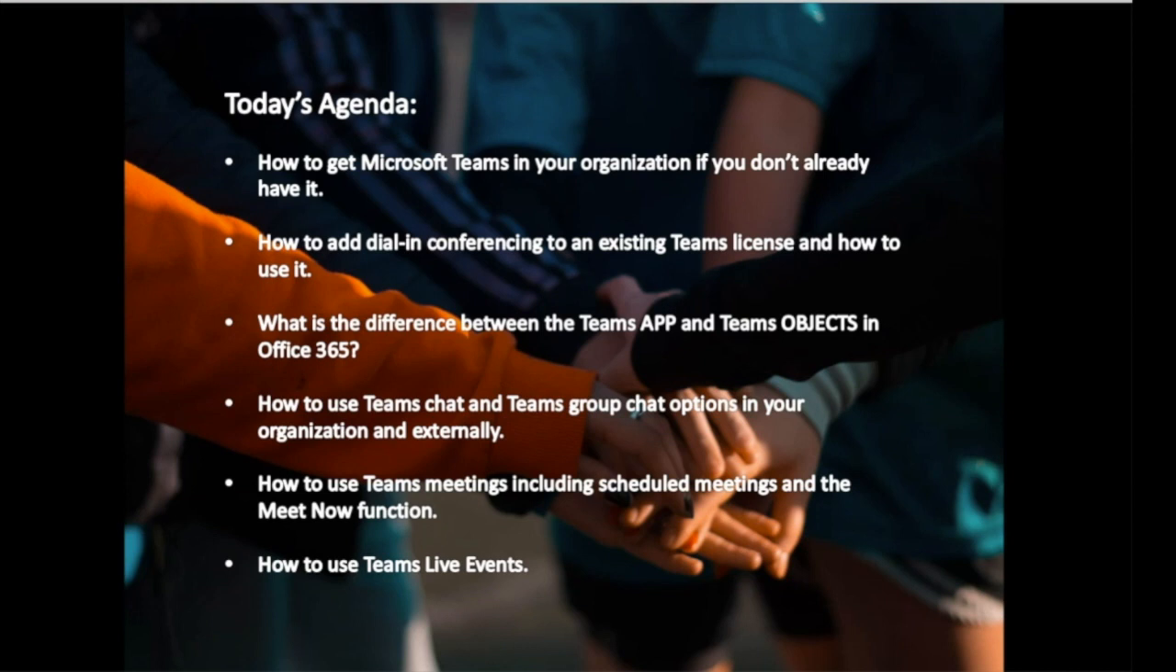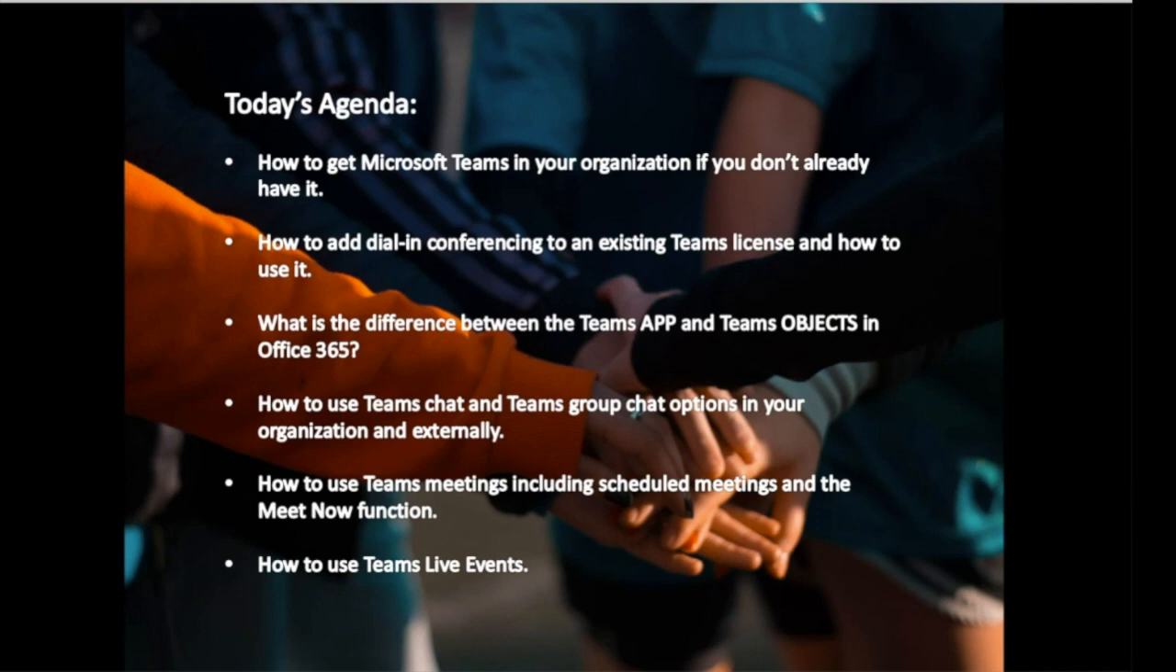Today's agenda. We're going to go over how to get Teams if you don't already have it. If you do have Teams, or if you're going to get Teams, how to also add dial-in conferencing. What the difference is between the Teams application and Teams objects, which are kind of inside of the Teams application. How to do chats, how to do group chats, both in the organization and externally. How to do meetings, both scheduled and Meet Now, and how to do live events, which is what we're doing right now.